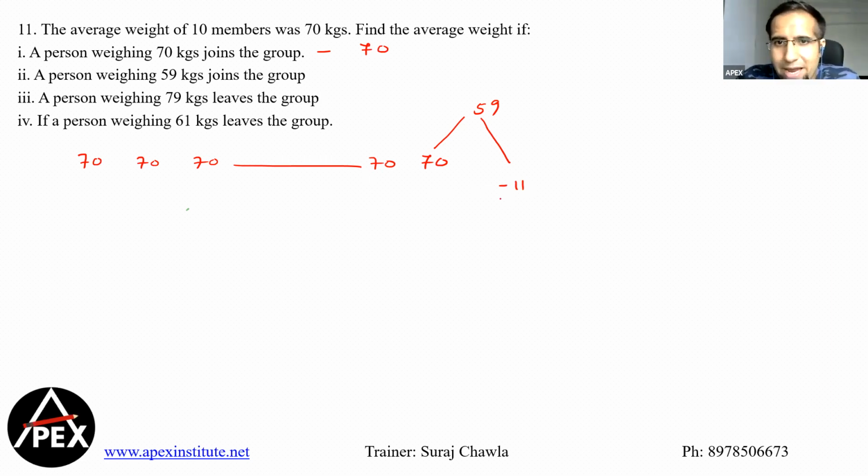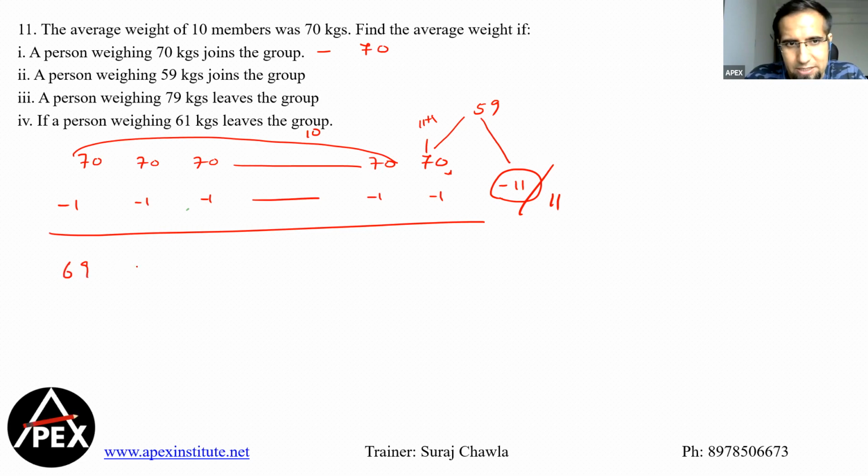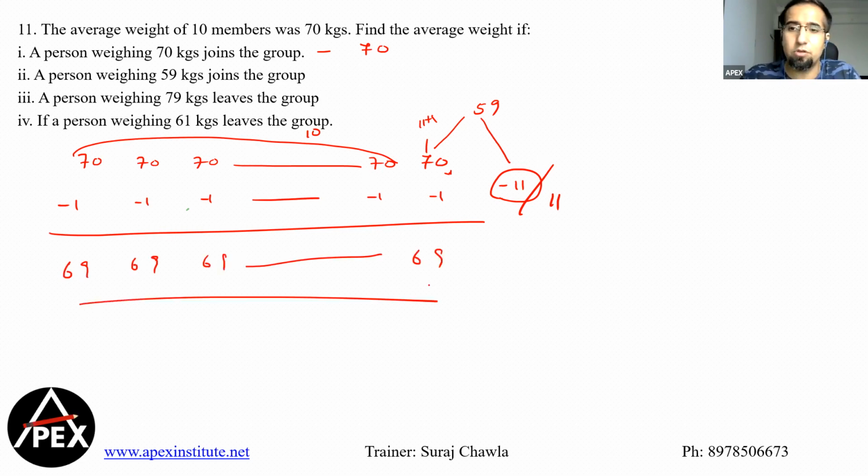Right. Now, minus 11, and this guy is also in the group now. So there were 10 people earlier, and this guy is the 11th guy. If I have to look at equal distribution, I'm dividing minus 11 equally amongst 11 people. So therefore, I'll have minus 1, minus 1, minus 1, minus 1, minus 1. Now, since everyone has 69, the average also becomes 69. Is this point clear?